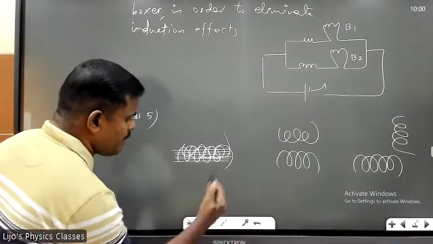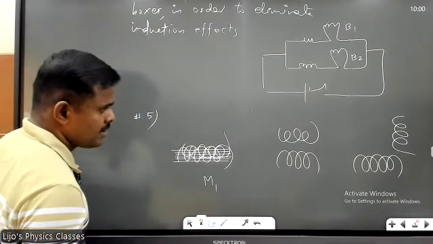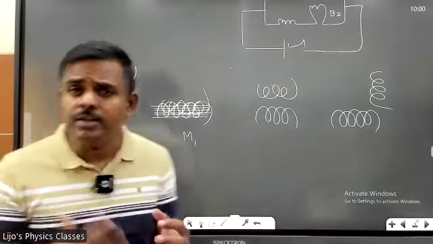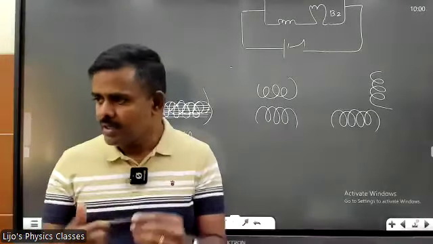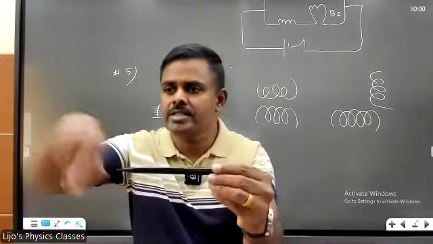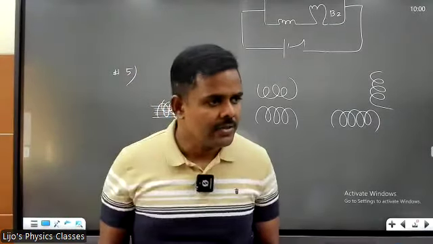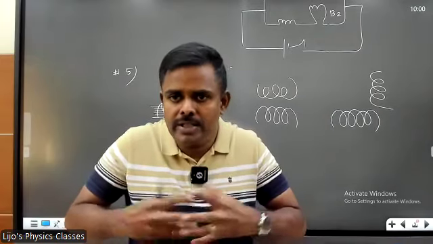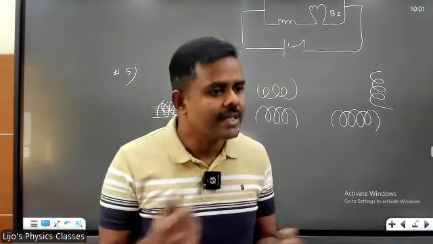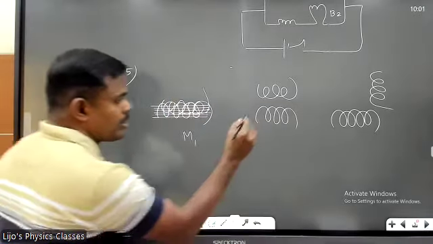Flux transfer will be maximum, isn't it? That is why we wind coaxially, right? I take an axis, I wind the primary, over which I wind the secondary. Got it? They are tightly packed so that the entire flux of primary gets transferred to secondary. Yes, very good. Right. What about this one?